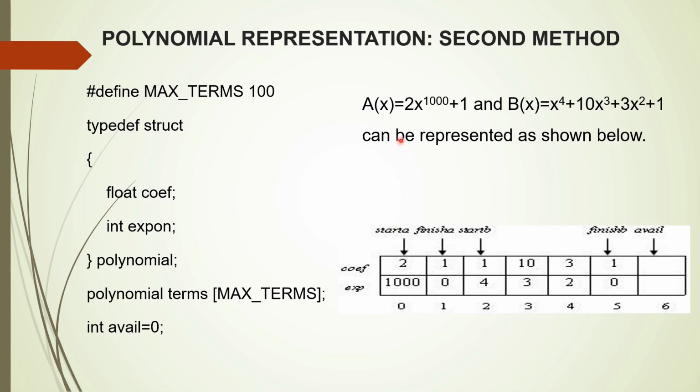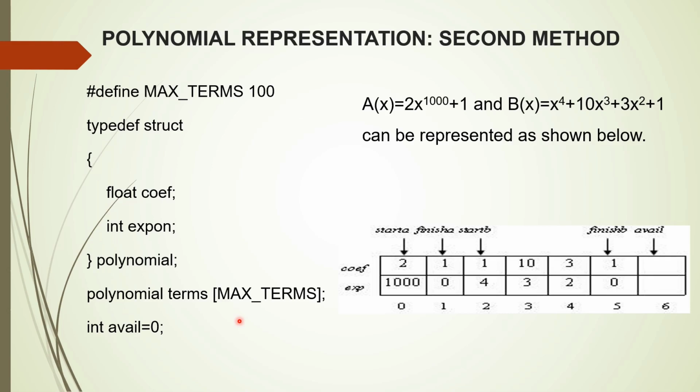Start a indicates the starting of polynomial a. Finish a is the ending of polynomial a. Start b is the beginning of polynomial b. Finish b is the end of polynomial b. And avail is always pointing to the next available location. So look at this diagram. This is the representation of a polynomial by using the second method, that is array of structure.